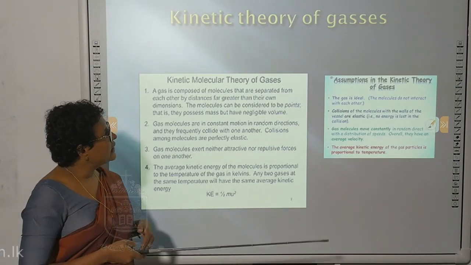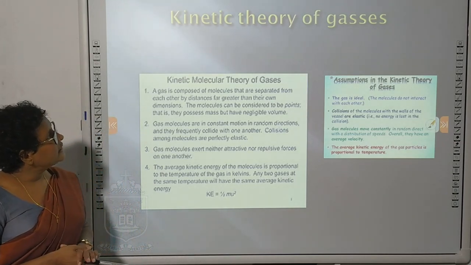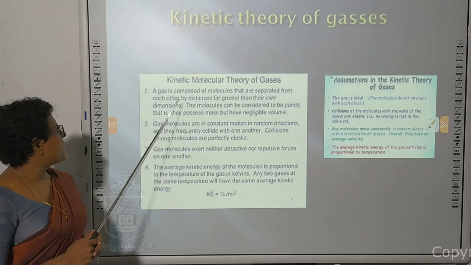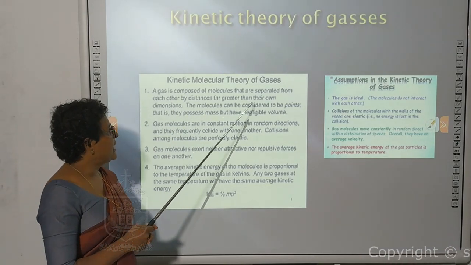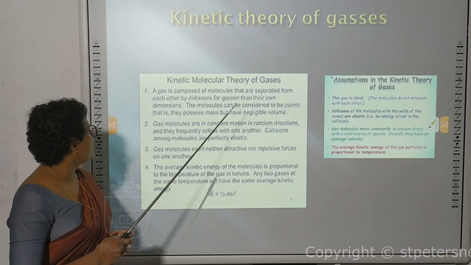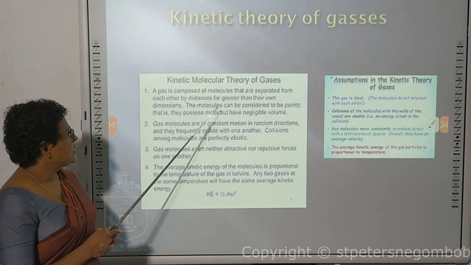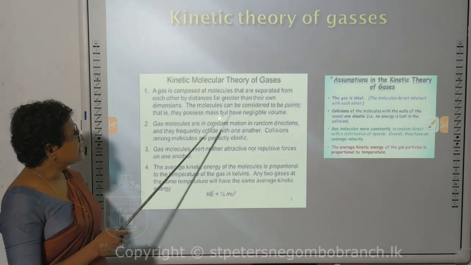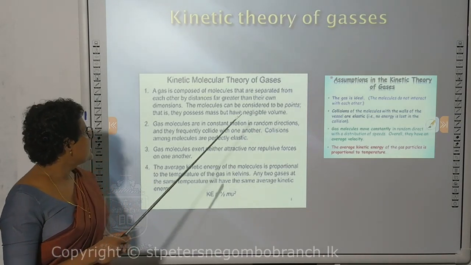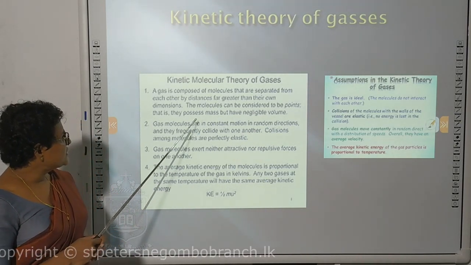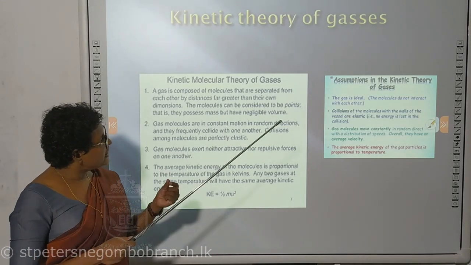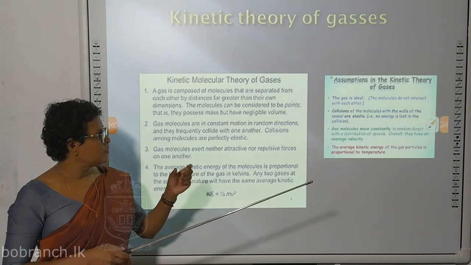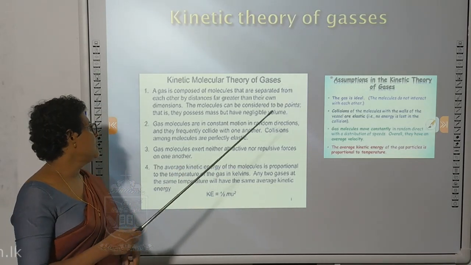Now, when you are learning this kinetic theory of gases, we have a few assumptions. Gas is composed of molecules that are separated from each other by distances far greater than their own dimensions. The molecules can be considered to be points, that is, they possess a mass, a point mass, but have negligible volume.